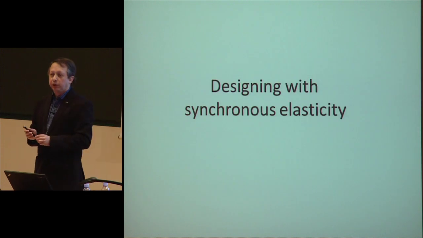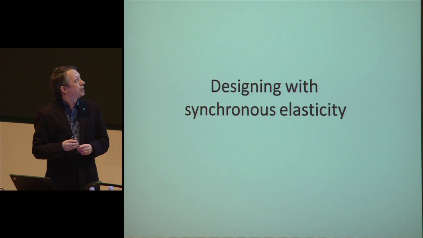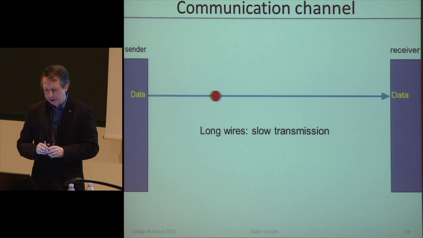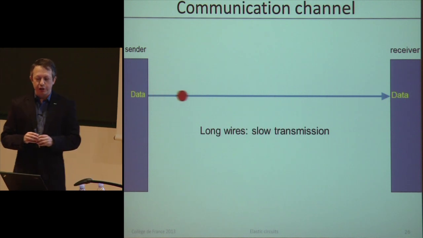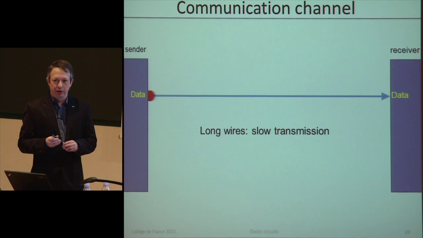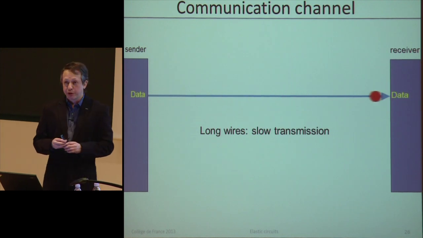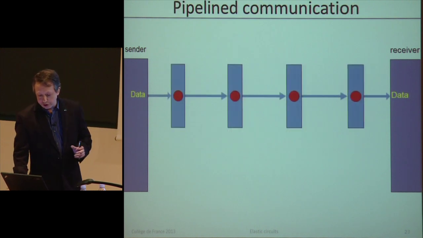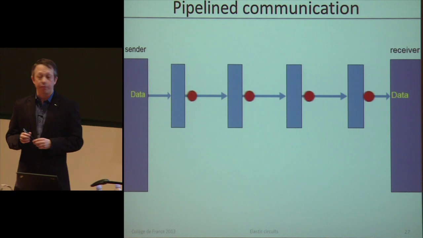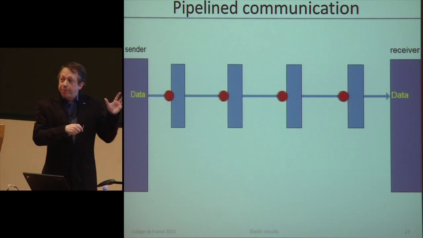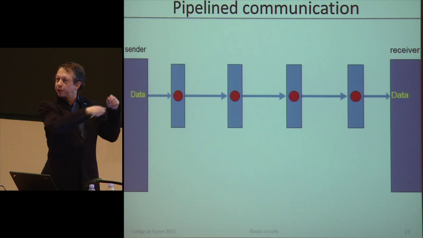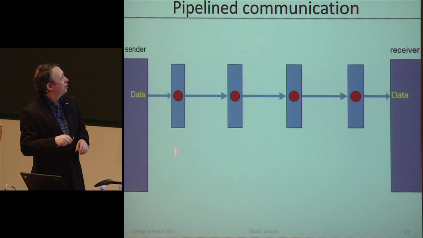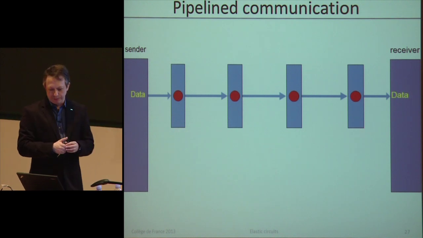So let's go into details on how to implement elasticity. Let's design systems with synchronous elasticity. And let's take this example. Let's take this long communication with long wires in which we have a slow transmission. So in typical synchronous design, to avoid a long cycle period, this is solved by pipelining. Okay, you put flip-flops there. And in my pictures, you will not see the clock signal. It's there implicitly, just to avoid complexity in the pictures, but we assume that all of them have a global clock. Okay?